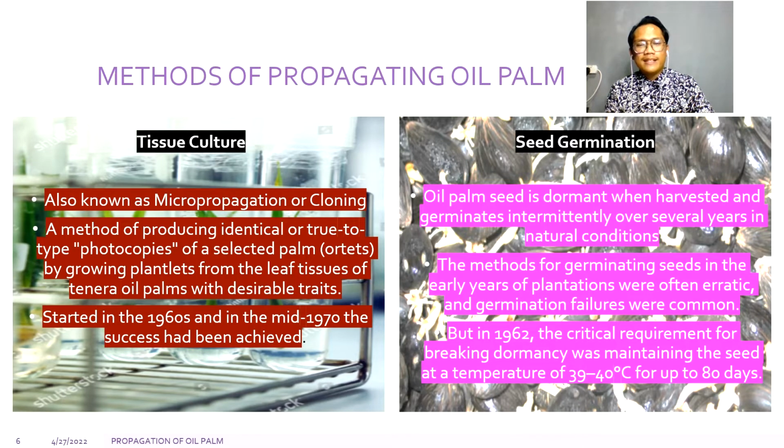Meanwhile, the next technique is seed germination, where the oil palm seed is dormant when harvested and germinates intermittently over several years in natural conditions. The methods for germinating seed in the early years of plantation were often erratic, and germination failure was common. But in 1962, the critical requirement for breaking the dormancy was found: maintaining a temperature of 30 to 40 degrees Celsius for up to 80 days.